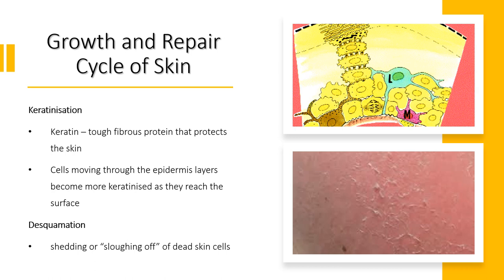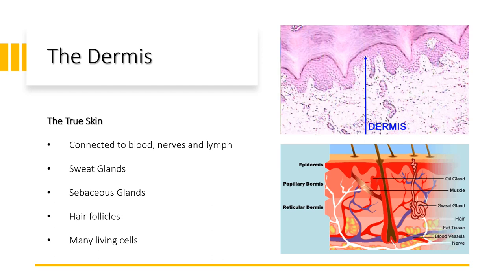So in the growth and repair cycle of the skin, keratinization protects the skin, and desquamation is the name for the shedding of dead skin after 28 to 30 days. The dermis lies underneath the epidermis and is known as the true skin. And this is the layer that consists of blood, nerves, lymphatic vessels, sweat glands, sebaceous glands, hair follicles, and many living cells.